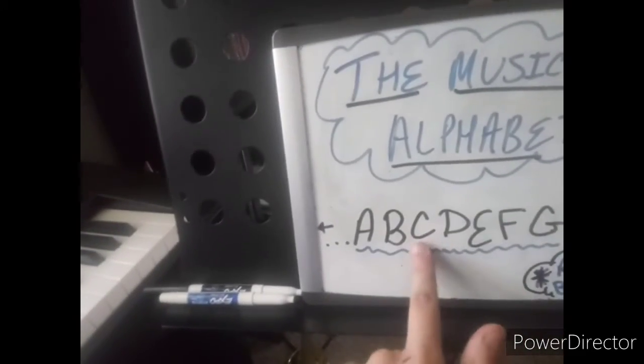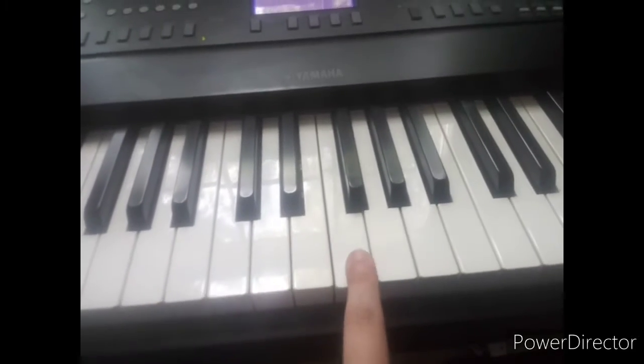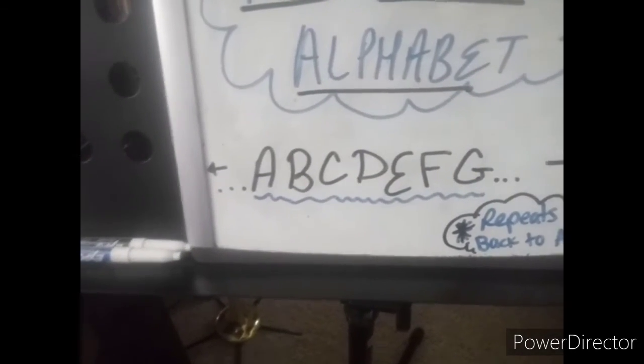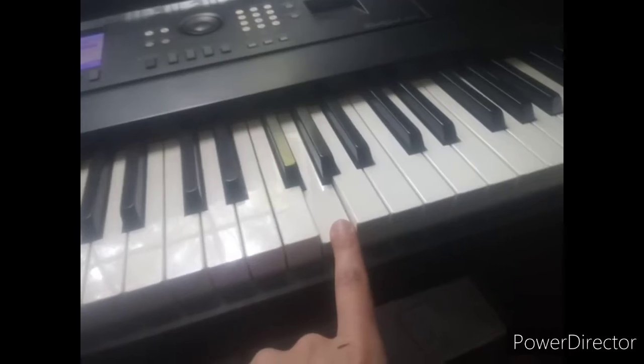So, if you remember, middle C on the piano is right here. If we just follow the musical alphabet, it goes C, D, E, F, G. And then that's the end of the alphabet. Then what do we do when we get past G? Well, it just repeats back to A. So it goes A, B, C, D, E, F, G.